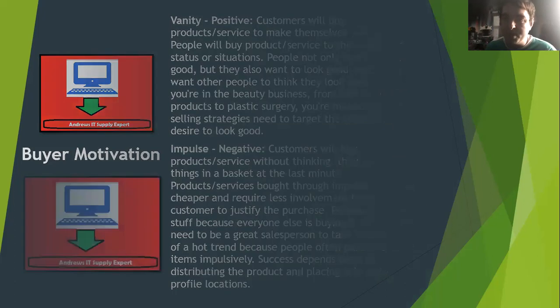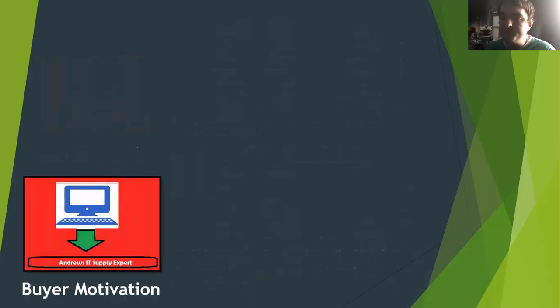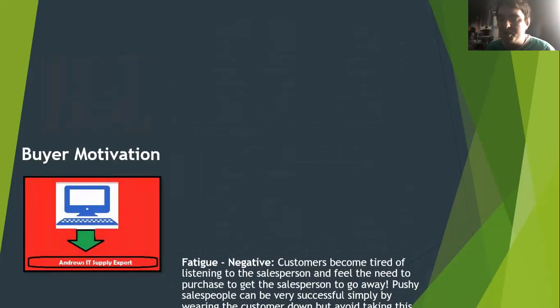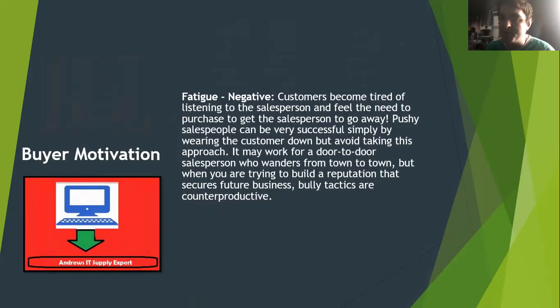Okay, the next slide will be the last and seventh buyer motivation, which is the negative experience of fatigue. Customers become tired of listening to the salesperson and feel the need to purchase to get the salesperson to go away. Very, very negative, is my opinion. Pushy salespeople can be very successful though by wearing the customer down by taking this approach.